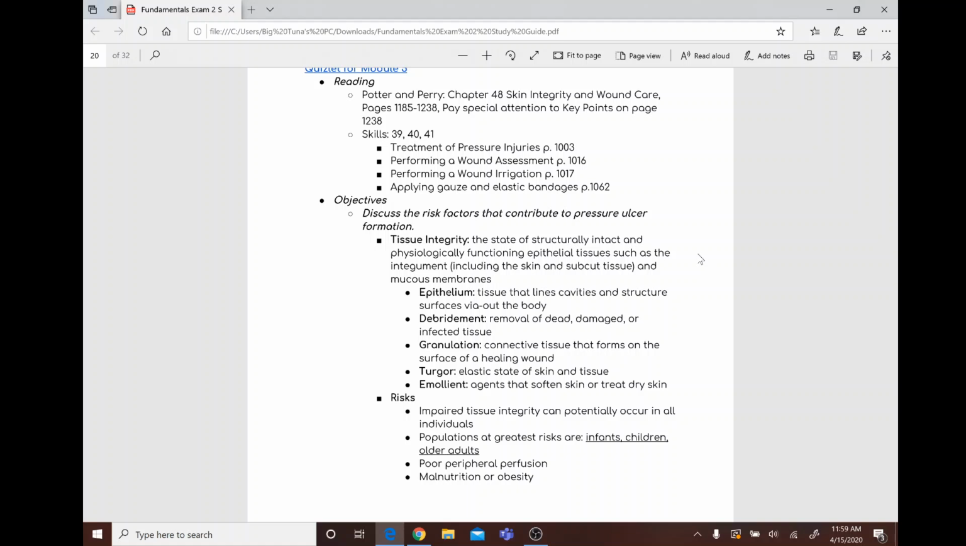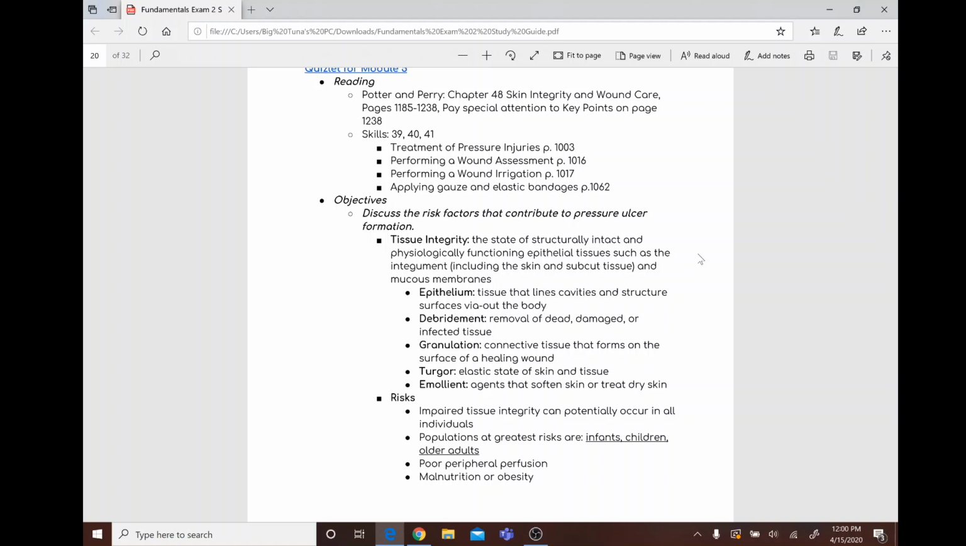What is tissue integrity? The state of structurally intact and physiologically functioning epithelial tissues such as the integument and mucous membranes. What is the epithelium? Tissues that line cavities and structure surfaces throughout the body.